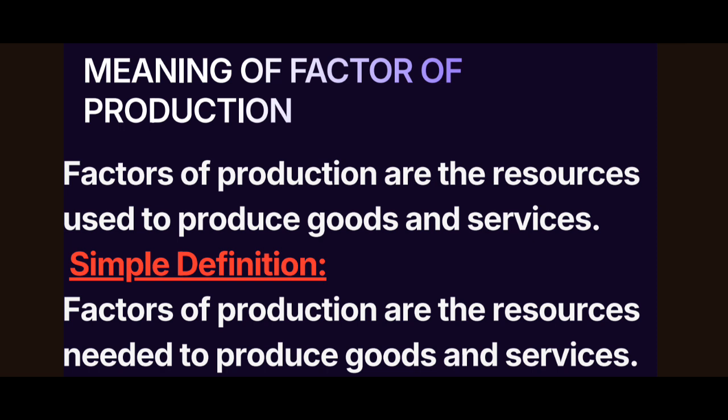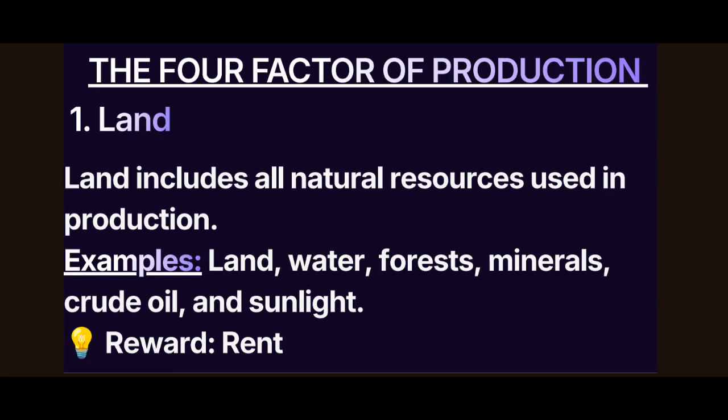Factors of production are the resources used to produce goods and services. So in simple explanation, factors of production are the resources needed to produce goods and services. Having done with the meaning, let us know the factors of production, and we have four. So we are going to look at these four factors of production.